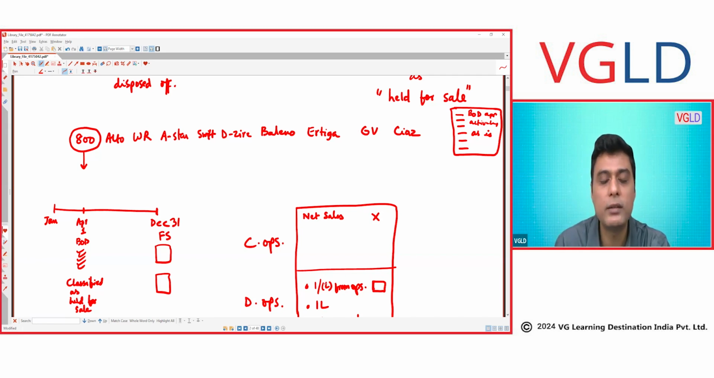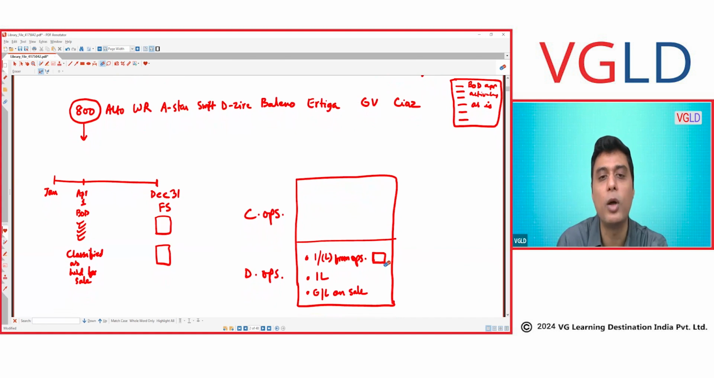Okay, because it is a discontinued operation now. It has been classified as held for sale. So the revenue from Maruti 800 will not come in continuing operations. The cost of goods sold or expenses of Maruti 800, the salaries, the depreciation, nothing will come in continuing operations. Now we will show just one amount here, the income or loss from operations.